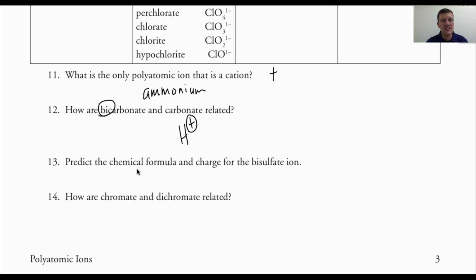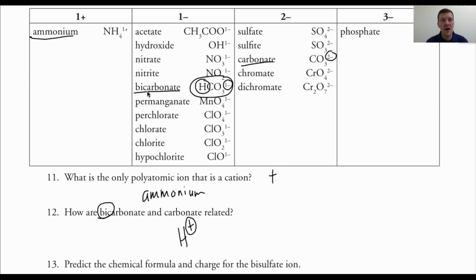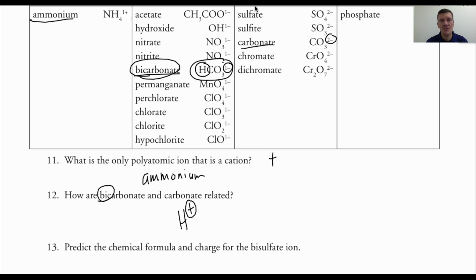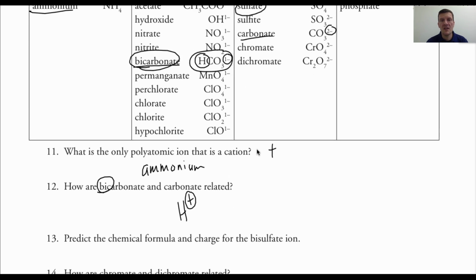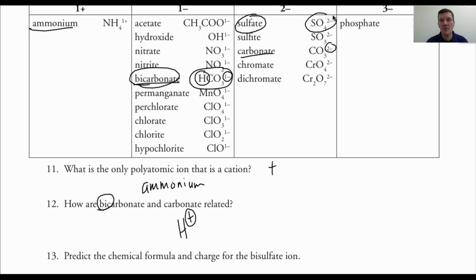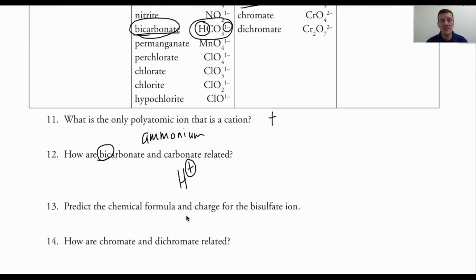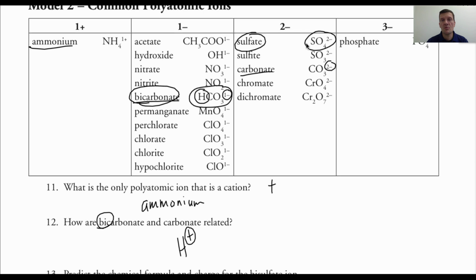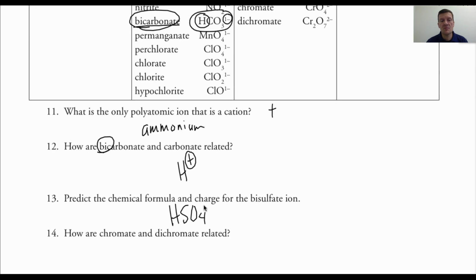Bicarbonate. Predict the chemical formula and charge for the bisulfate. Well, if bicarbonate has HCO3 with a -1 charge, then if we had sulfate, bisulfate, we would assume it would be the same formula here, but just with an H at the front. SO4, H at the front, and that is going to increase the charge by 1 because of the H plus being added. So up here where sulfate is a -2, now it's going to be a -1.